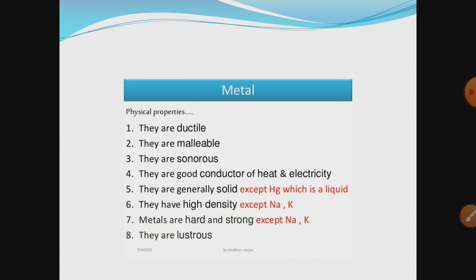Metals are ductile. Ductile means they can be drawn into wires. They are also malleable. They have malleability. Malleability means the property by virtue of which the metals can be beaten into sheets. You can get thin sheets by beating them. So that property is called malleability.